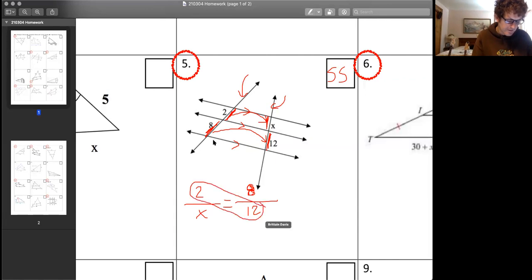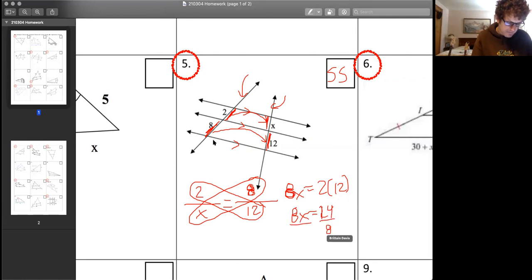And now I can set it up like this. So 8x equals 2 times 12. So now I can multiply this out. 8x equals 24. Divide by 8. And x equals 3. And there's my answer. On the online submittal, I would say I used side splitter theorem and I got x equals 3.